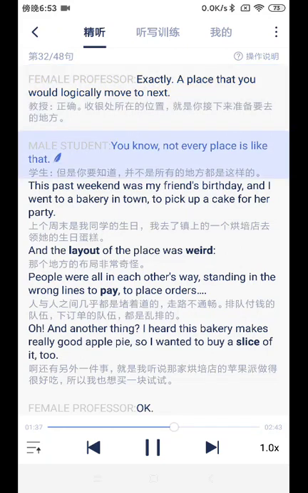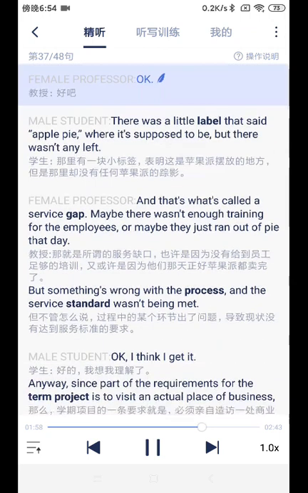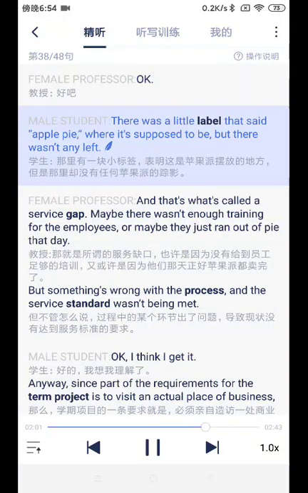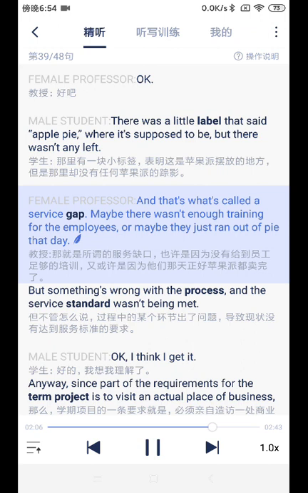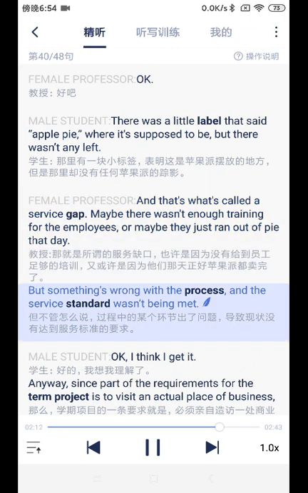You know, not every place is like that. This past weekend was my friend's birthday, and I went to a bakery in town to pick up a cake for her party. And the layout of the place was weird. People were all in each other's way, standing in the wrong lines to pay, to place orders. Oh, and another thing, I heard this bakery makes really good apple pie, so I wanted to buy a slice of it too. Okay. There was a little label that said apple pie, where it's supposed to be, but there wasn't any left. And that's what's called a service gap. Maybe there wasn't enough training for the employees, or maybe they just ran out of pie that day. But something's wrong with the process, and the service standard wasn't being met.